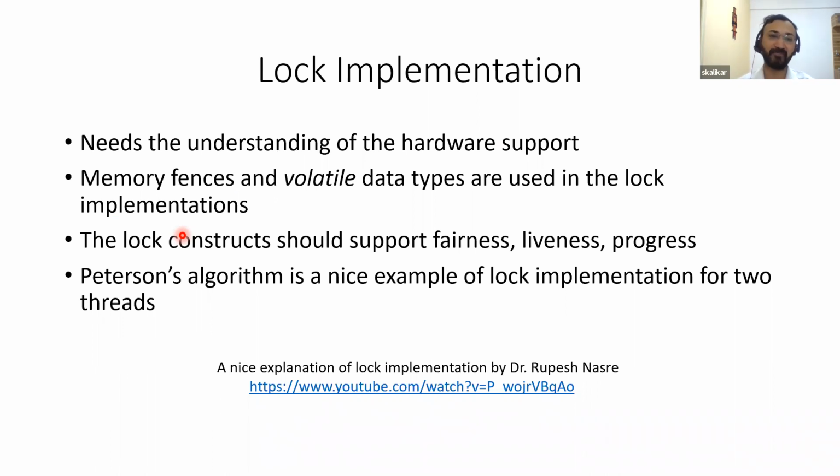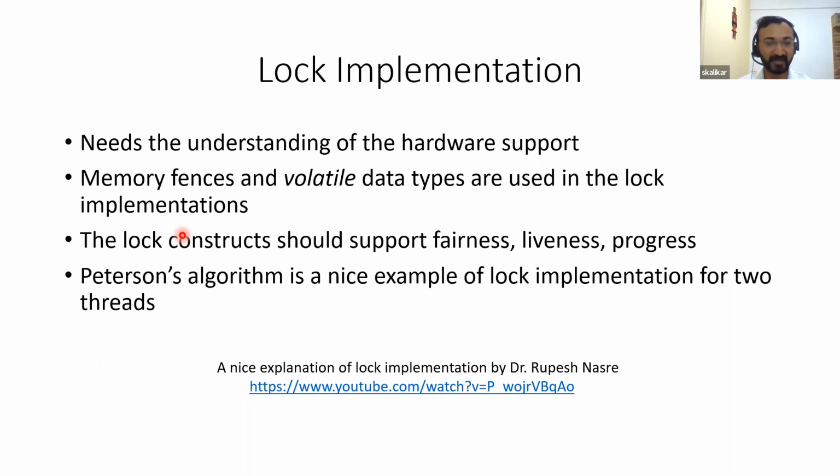There you might need to use memory fences, volatile data types. Memory fences mean the instruction which forces you to flush the data into RAM. So flush as in, suppose there is a variable which is getting written in an L1 cache and you place a fence operation. The fence operation forces the processor to write back whatever is there in the cache to RAM. Such mechanisms you might need to use while implementing the lock. And then the lock construct should also support properties like fairness, liveness, progress. These terms are very involved.